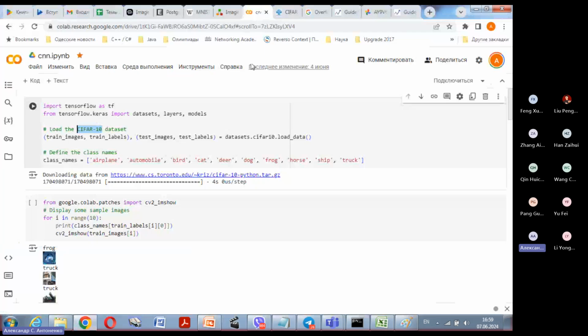But let's consider my example. So I take the CIFAR datasets. What actually is this CIFAR dataset?